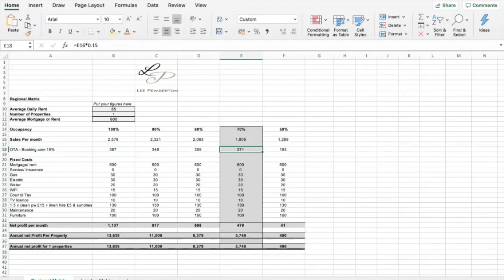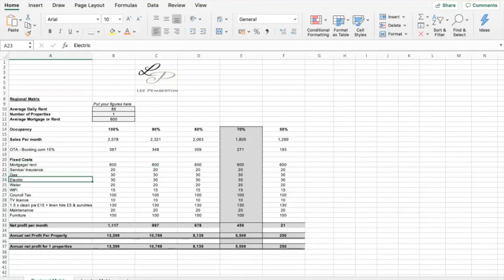Then if we look at the rest of our costs, we've got fixed costs here. We've got our rent, which is £600 a month. You may have a service charge if you own the property. If you're renting the property, you may have some insurance that you want to put in. So you could put a figure in here of, let's say, £20 per month, which would then work its way through into here as an example.